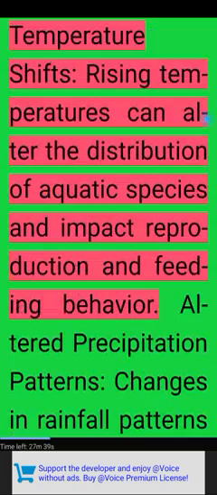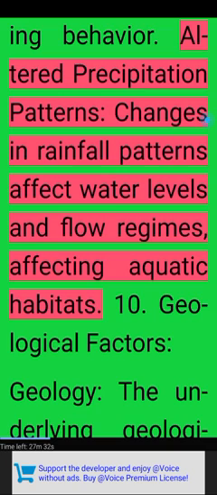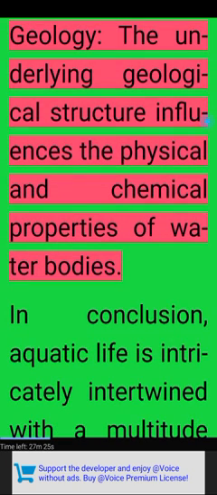9. Climate change. Temperature shifts. Rising temperatures can alter the distribution of aquatic species and impact reproduction and feeding behavior. Altered precipitation patterns. Changes in rainfall patterns affect water levels and flow regimes, affecting aquatic habitats. 10. Geological factors. Geology. The underlying geological structure influences the physical and chemical properties of water bodies.